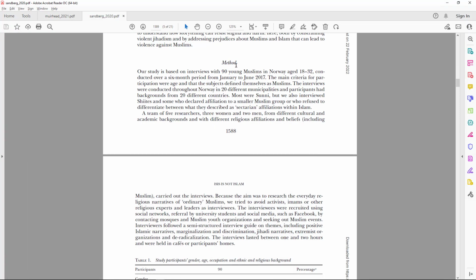If you look here under the method section for this one, they write that the interviewees were recruited using social networks, referral by university students, social media such as Facebook, contacting mosques, Muslim youth organizations, seeking out Muslim events. And generally speaking, what we're looking at here is probably a combination of a snowball sampling method to some extent. Remember, based on what we did in week 3, this is a non-probability sampling method. These methods are often used in qualitative research with hard-to-reach populations where a list of respondents isn't readily available. So they're being referred on by university students, and then they're finding people through social media channels such as Facebook.